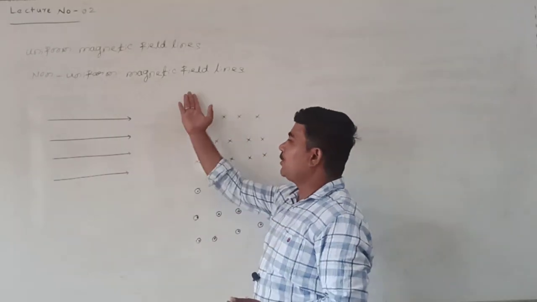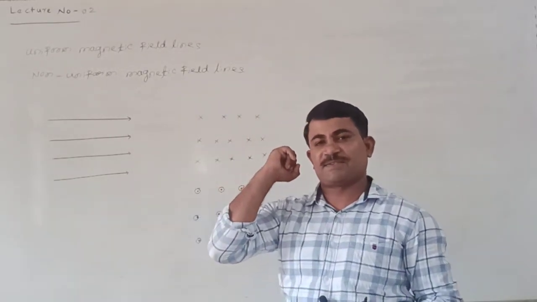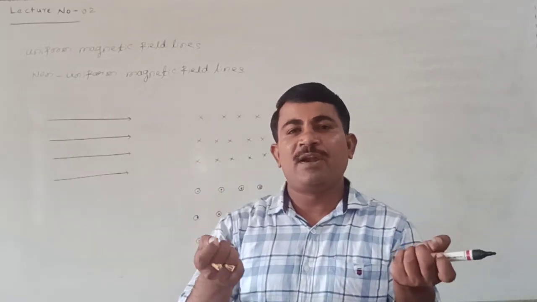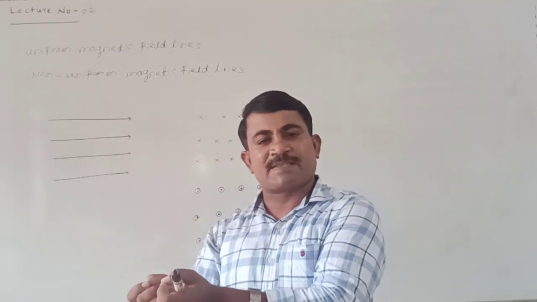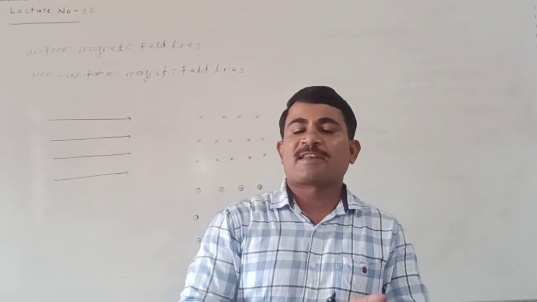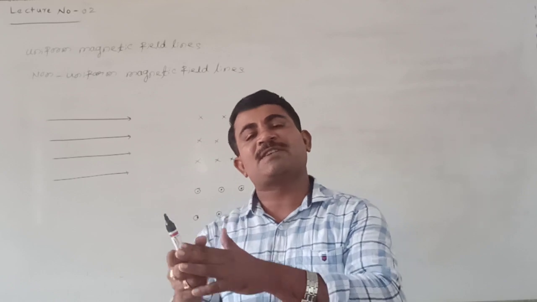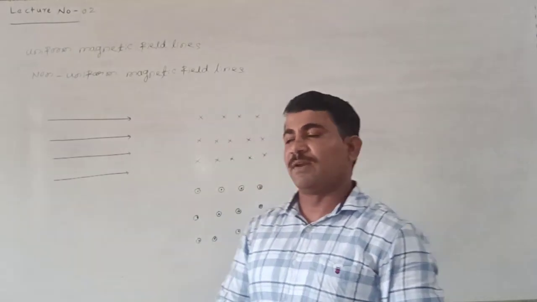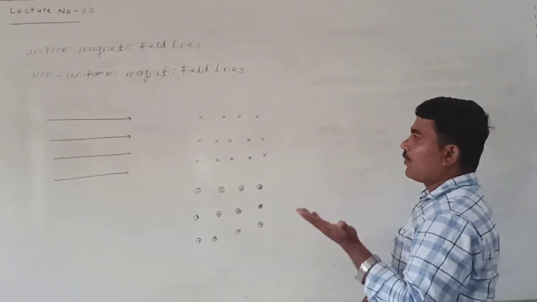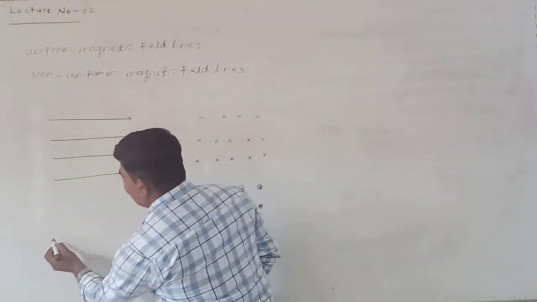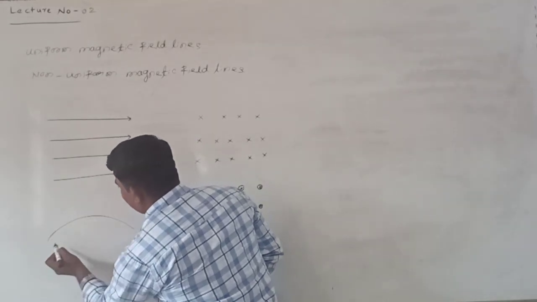Then come to the point non-uniform magnetic field lines. Non-uniform means the magnetic field whose magnitude must be the same but has different direction, or else the magnetic field whose magnitude and direction are different at different points. Those we are calling non-uniform magnetic field. See here, generally how to see non-uniform magnetic field? Simply I can show. Non-uniform magnetic field can be represented like this. Either they can be represented like this.